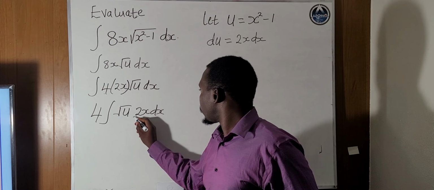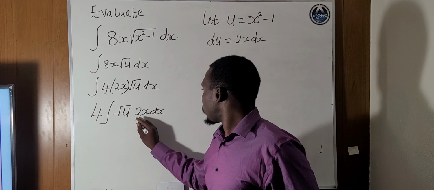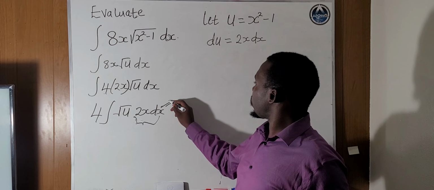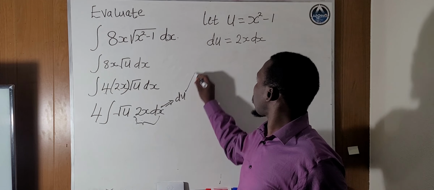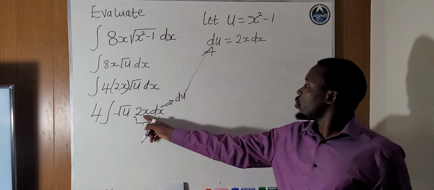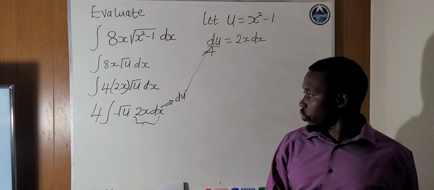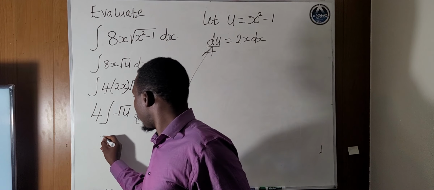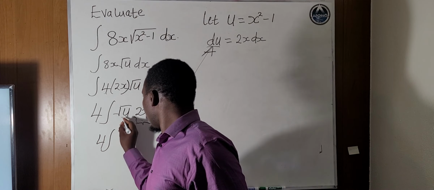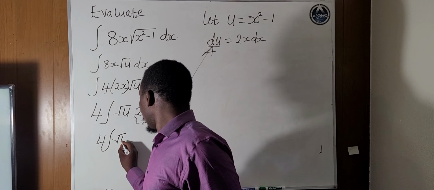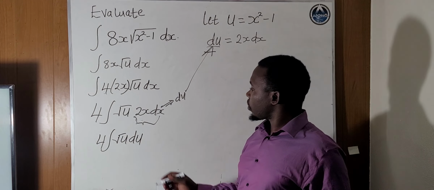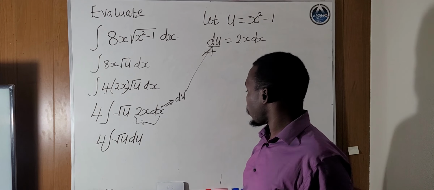But this term here is equivalent to du, which is right here. So instead of 2x dx, we put du. So this will be 4 times the integral of root of u du. This is what we want to solve now.